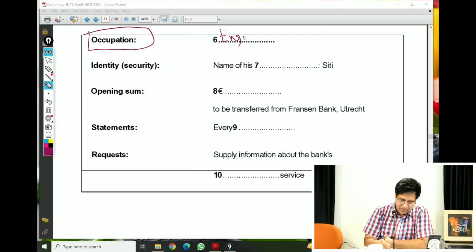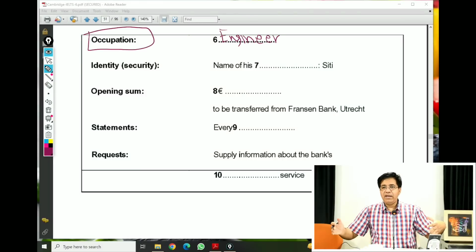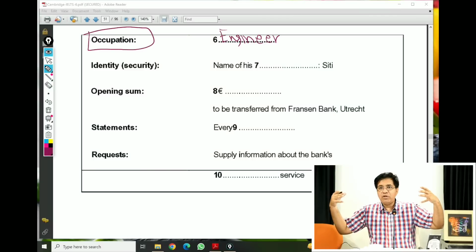If he says, I was doing business, so you write businessman? No, if he says I'm a businessman, then you write businessman. If he says I'm doing business, then you write business. So engineer is the right answer.